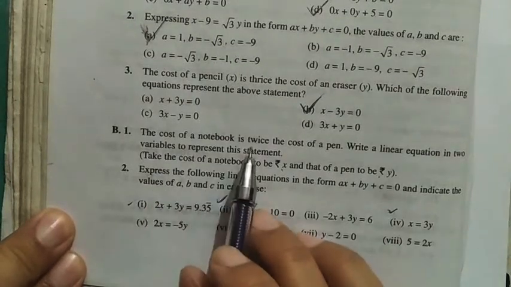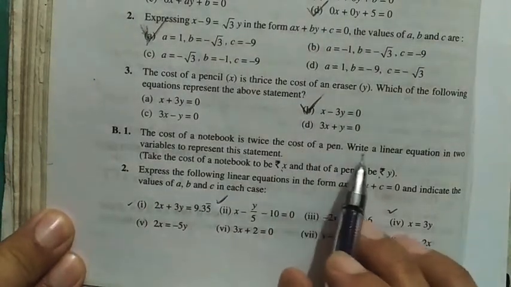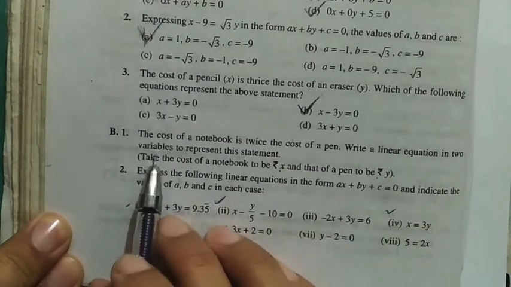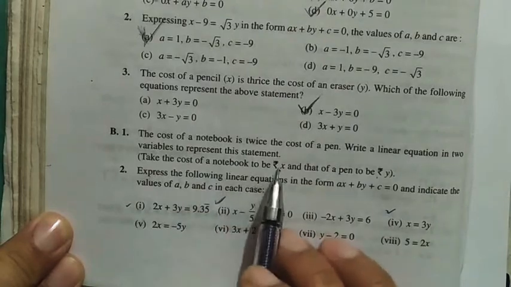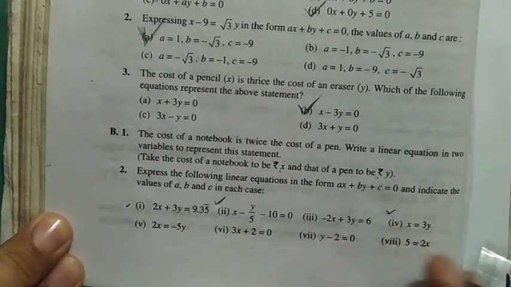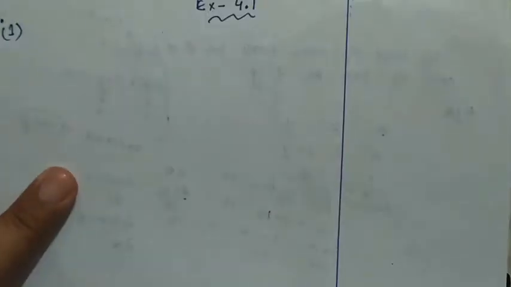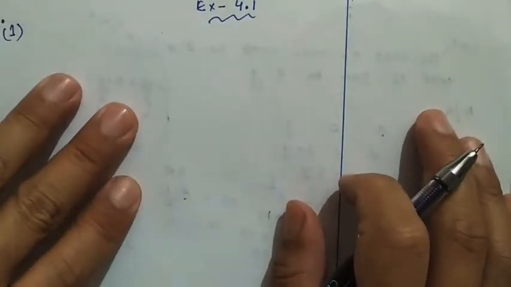The cost of a notebook is twice the cost of a pen. Write a linear equation in two variables to represent this statement. Take the cost of a notebook to be rupees x and that of a pen to be rupees y. Here we have to write a linear equation, so a linear equation in two variables.